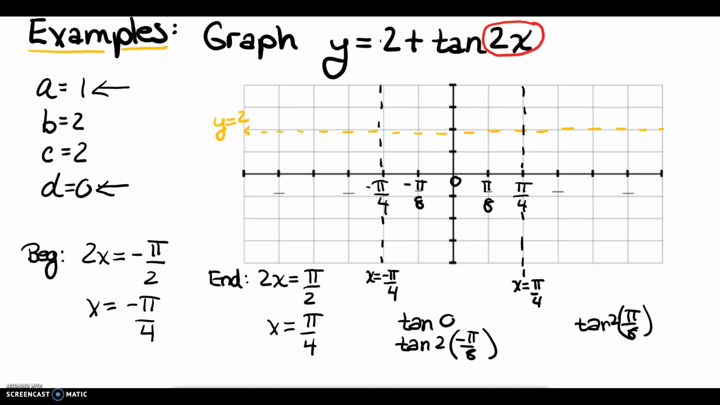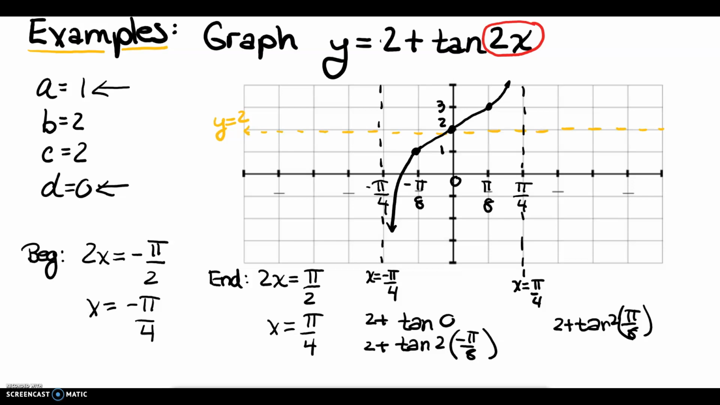Well, tangent at 0, we already calculated that, is 0, but I have to add the 2 to it. So I get 0, 2. Tangent of 2 times negative pi over 8 is tangent of negative pi over 4. We saw that was a negative 1. Negative 1 plus 2 is 1. And then I have the tangent of 2 times pi over 8, which is pi over 4. And then I have to add the 2. The tangent of pi over 4 is 1. So when I add the 2, I get a 3. All right, and you can see I'm going to go ahead and draw my graph in here.